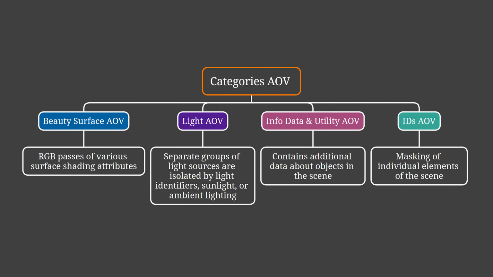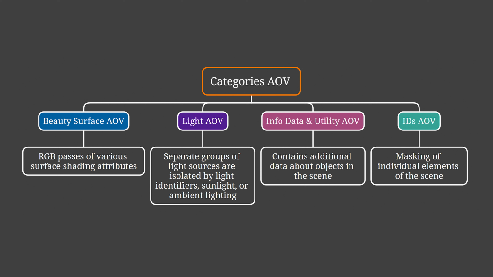All passes can be divided into several categories. Beauty surface AOVs. These AOVs are passes that include the main elements of the image, such as lighting, color, reflection, refraction, radiation, and other important attributes of the scene surfaces. These passes represent the appearance of the final image.